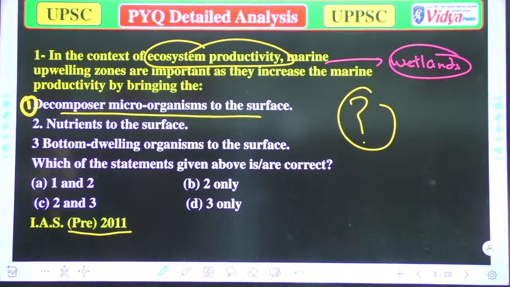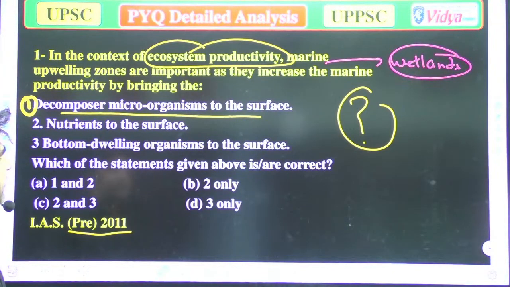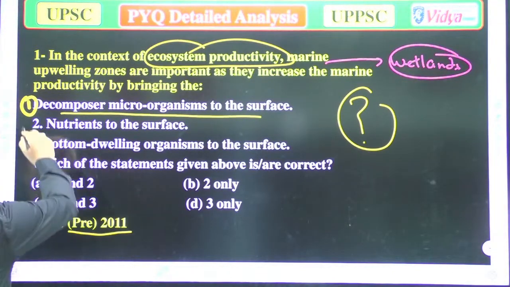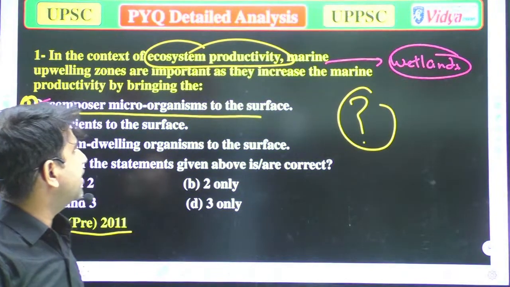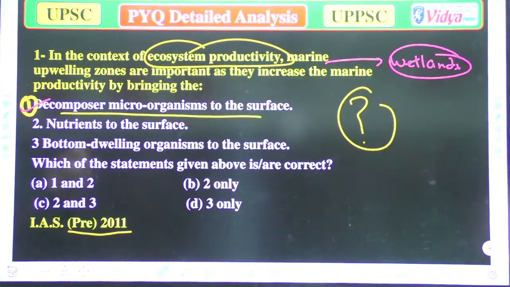So the first option is decomposer microorganisms to the surface. Yeah, it's okay, because the decomposer microorganisms are there, so it could be true. Second, nutrients to the surface, and third, bottom dwelling organisms to the surface. Which of the statements given above is correct? So when we talk about ecosystem productivity, marine upwelling zones are important as they increase the marine productivity by bringing what to the surface? First, decomposer microorganisms: no, that's not true. Second, nutrients to the surface: I don't know about it. Third, bottom dwelling organisms to the surface: no.